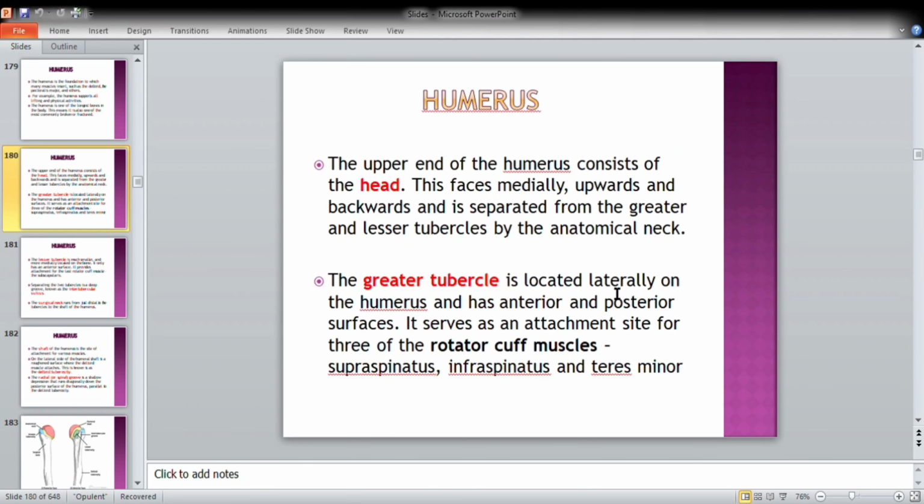The greater tubercle is located laterally on the humerus and has anterior and posterior surfaces. It serves as an attachment site for the three rotator cuff muscles: supraspinatus, infraspinatus, and teres minor. Now, the rotator cuff comprises four muscles: supraspinatus, infraspinatus, teres minor, and subscapularis. So the greater tubercle offers the point of attachment for supraspinatus, infraspinatus, and teres minor.